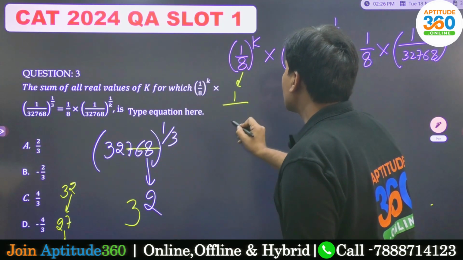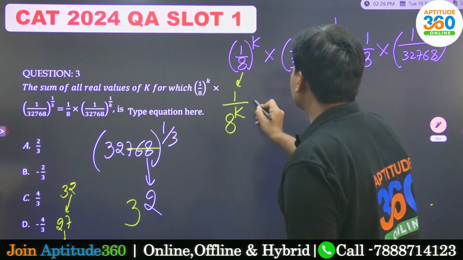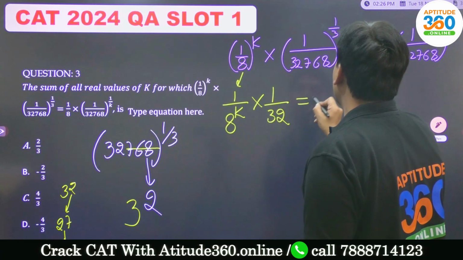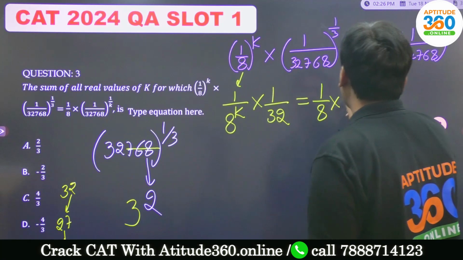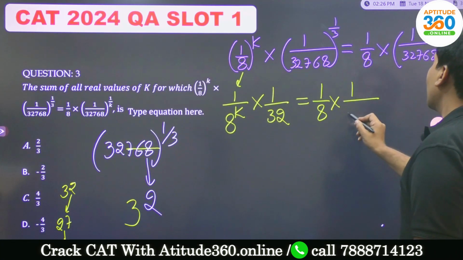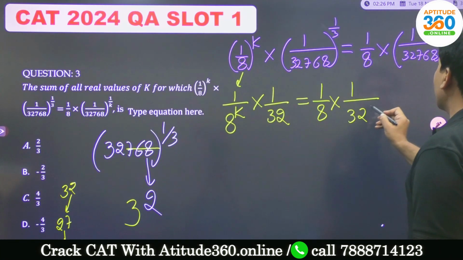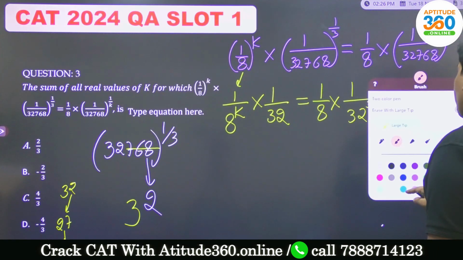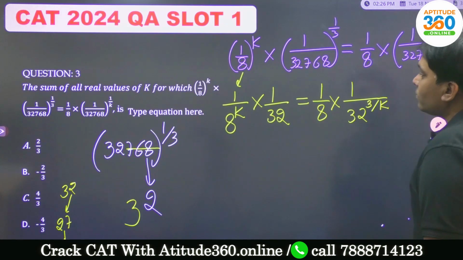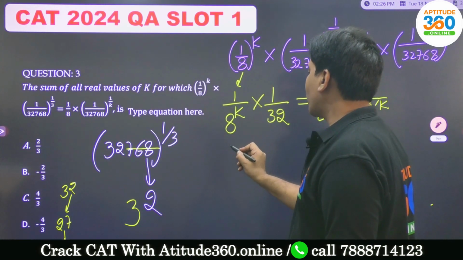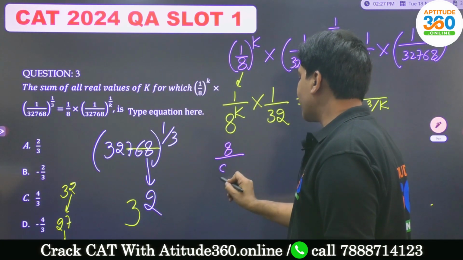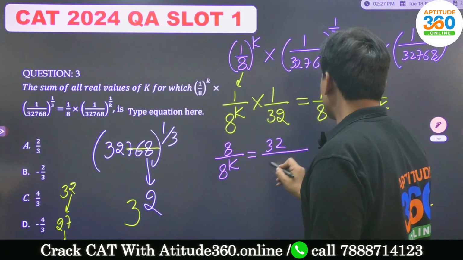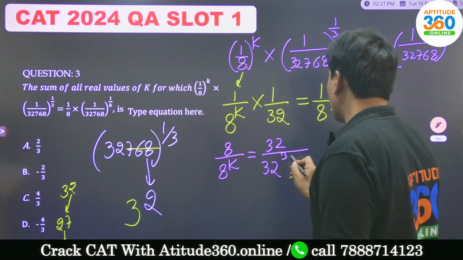So it is going to be 1 upon 8 raised to k, and this is nothing but, now it is 32, isn't it? And 1 upon 8. And then this value again is 32 raised to 3, so I can write this as 32 raised to 3 upon k, isn't it? Then if 8 goes on this side of equality, it becomes 8 over 8 raised to k and 32 raised to 3 by k.